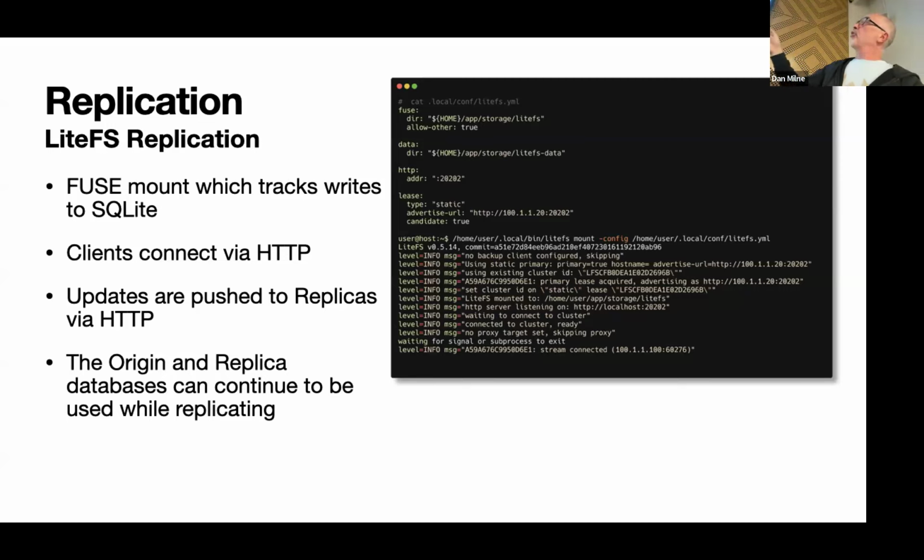What this tool does is let you replicate a SQLite database to any number of hosts live. It creates a FUSE mount point and you save your database on top of that. Then all writes to the database go through the FUSE layer, and LiteFS can intercept them and provide them through its own web interface to all of the replicas that are listening to it. So when you fire up LiteFS, it creates this FUSE mount point and a web server on this port, 2022.